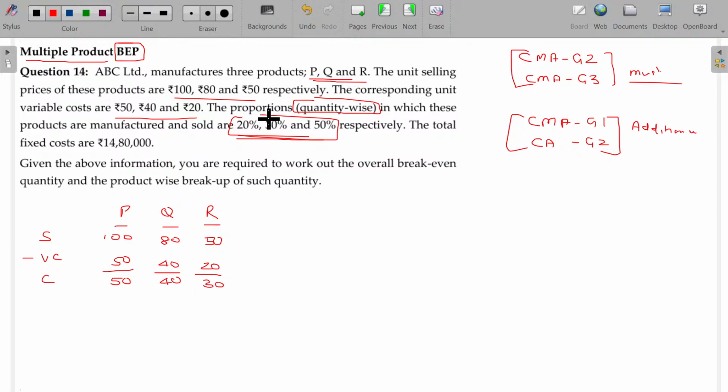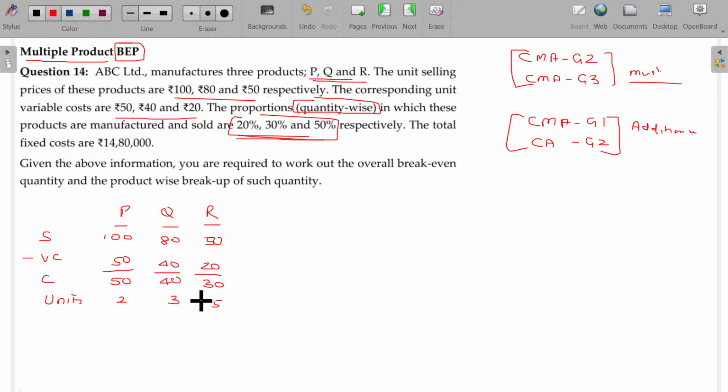Okay, what does it mean? 2 units of P, 3 units of Q and 5 units of R are sold. That's the logic you have to understand. Clear? Now, how many units can you sell? 2 units of P, 3 units of Q, 5 units of R. A set of 10 units, if you sell, consists of 2 units of P, 3 units of Q and 5 units of R.